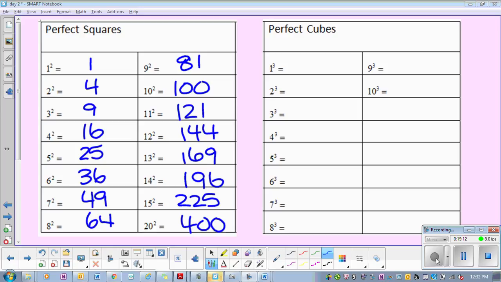Okay. All right then. Perfect cubes. 1 cubed. 1. Listen, 1 to any power is 1, right? What's 2 cubed? 8. That's 2 times 2 times 2, right? Not 6, 8. Okay. 3 cubed. 27. Good. 4 cubed. 64. Good. 5 cubed. 125. Perfect. 6 cubed. 216.